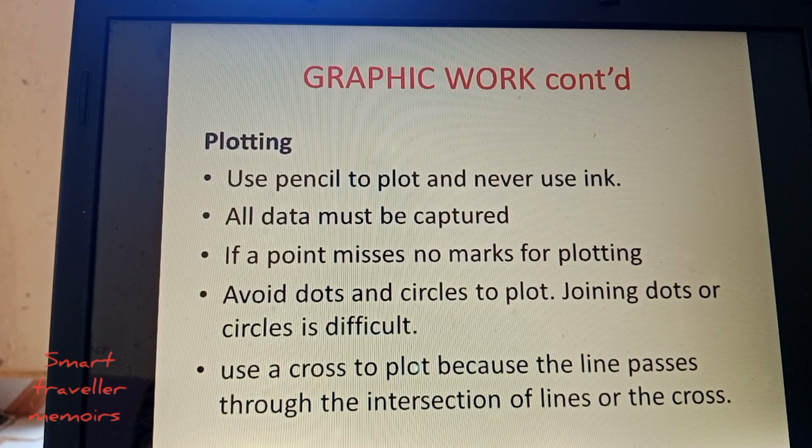Plotting. Use pencil to plot and never use ink. All data must be captured. If a point misses, no marks for plotting. Avoid dots and circles to plot. Joining dots or circles is difficult, so always mark a point with an X or a cross. Use a cross to plot because the line passes through the intersection of the lines or the cross.